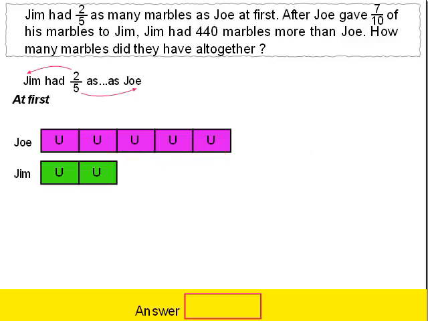Okay? And the next fraction statement given to us is Joe gave 7/10 of his marbles to Jim. Okay? That means to say that Joe had 10 parts. He gave away 7 parts to Jim, according to this statement.